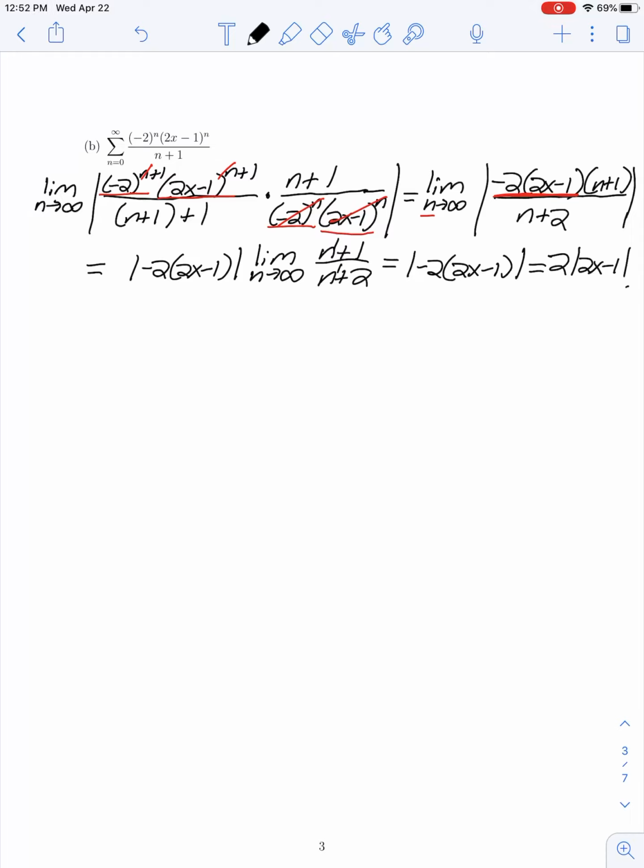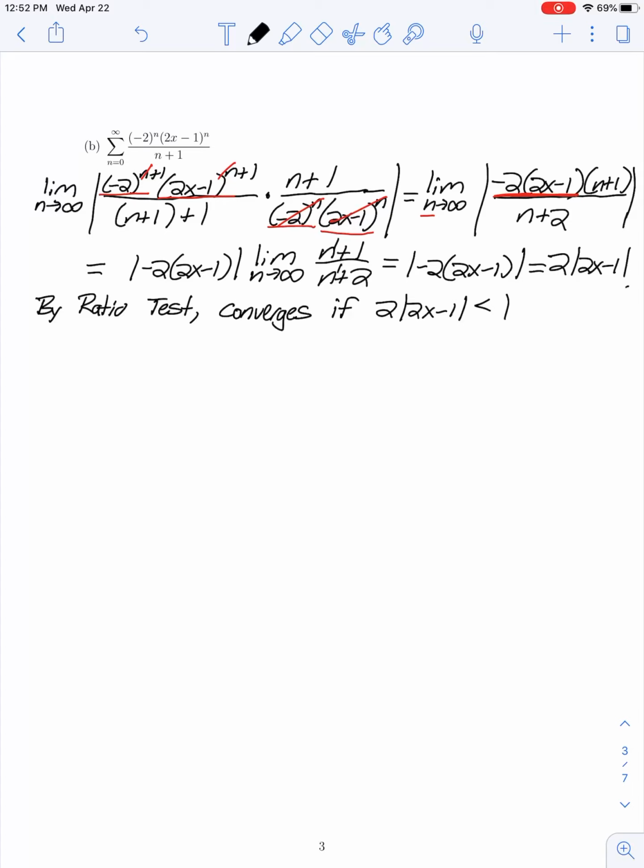So by the ratio test, I know that the series converges. So let's say by the ratio test, this series converges, provided that this limiting value, which was 2 times the absolute value of 2x minus 1, is less than 1. So let's solve this inequality for x.